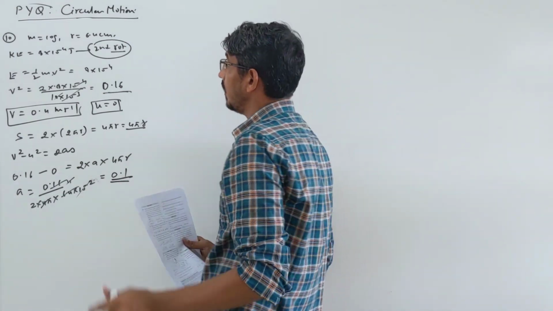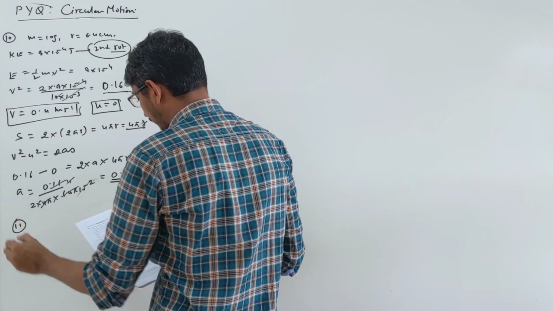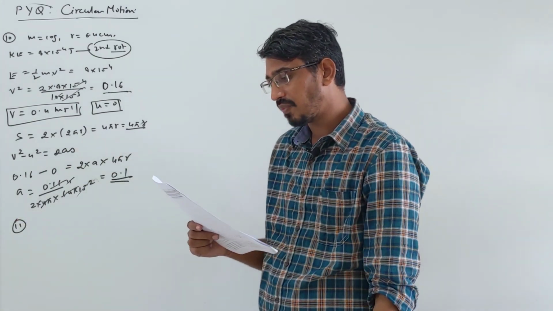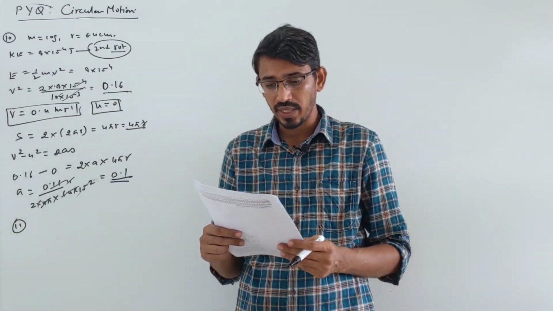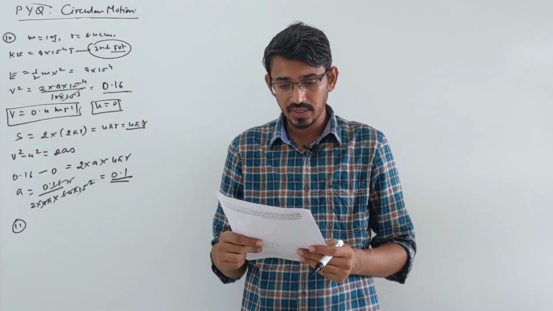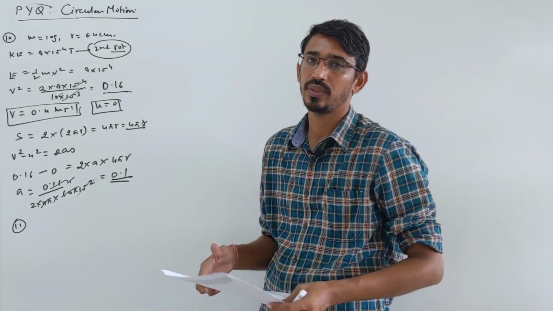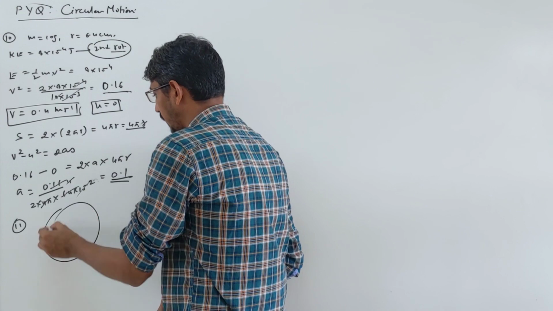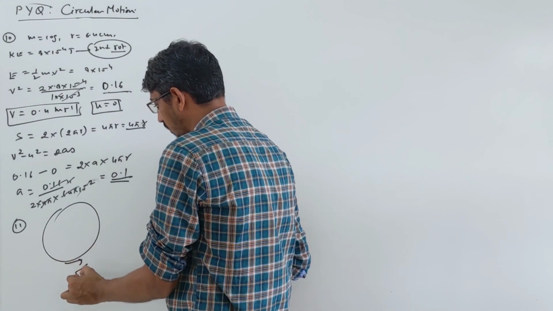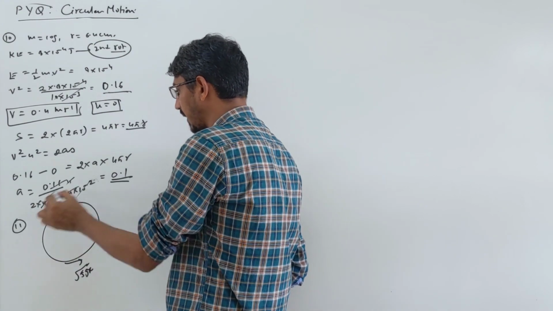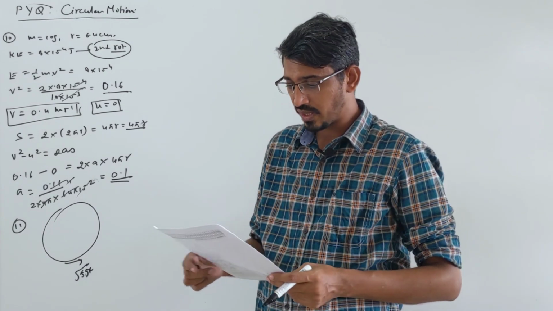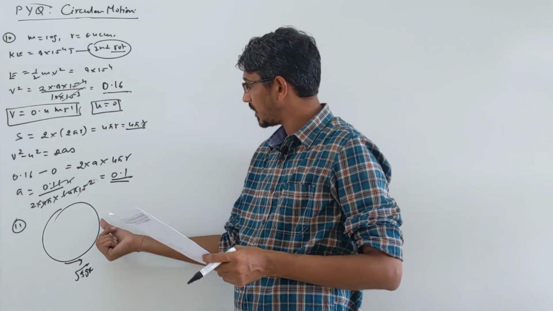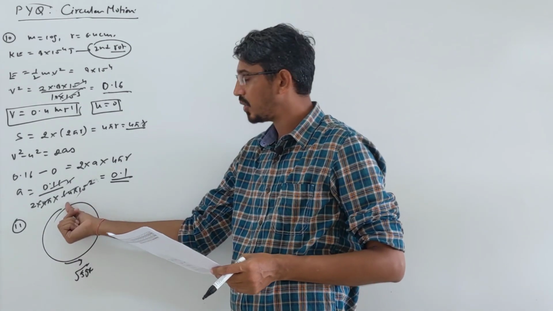Okay. Moving on to problem number 11, which says: what is the minimum velocity with which a body of mass m should enter a vertical loop of radius r so that it can complete the loop? We already know that if you are entering at this point with velocity more than or equal to root 5 gr, then you can complete one loop. So the answer is root 5 gr. They can ask at this point, then root 3 gr. They can ask this point, then root gr.